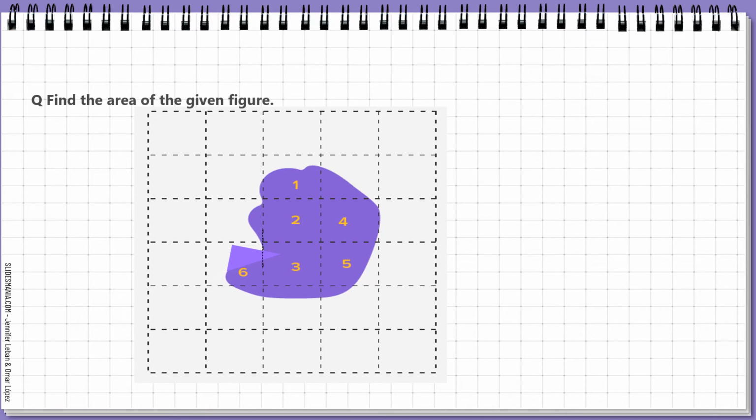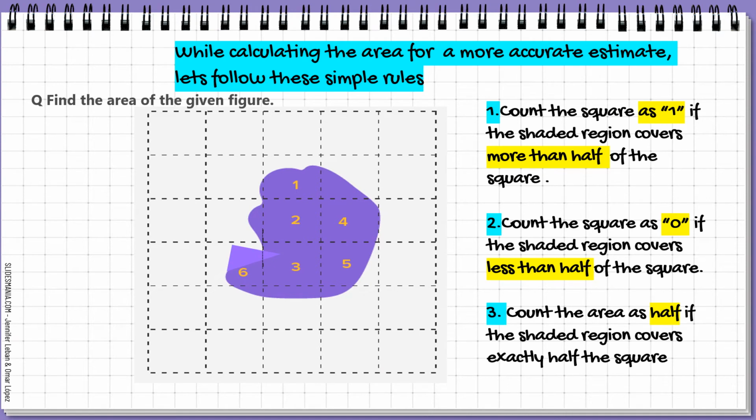For a more accurate estimate while calculating the area, let's follow these simple rules. The first rule is that you count the square as 1 if the shaded region covers more than half of the square, like here. Can you see it is covering more than half? Count the square as 0 if the shaded region covers less than half of the square. In this example over here, the shaded region is less than half. We can clearly see that. And the third rule is to count the area as half if the shaded region covers exactly half the square.